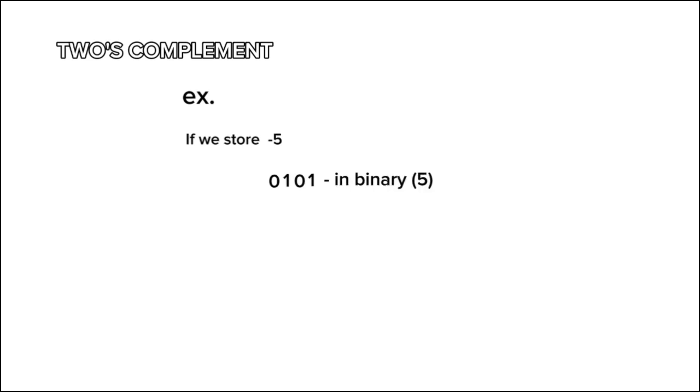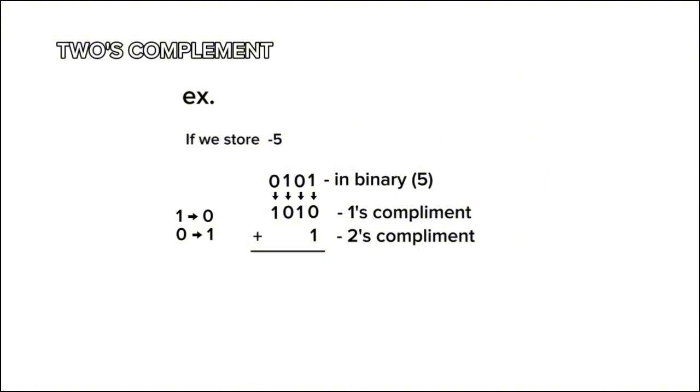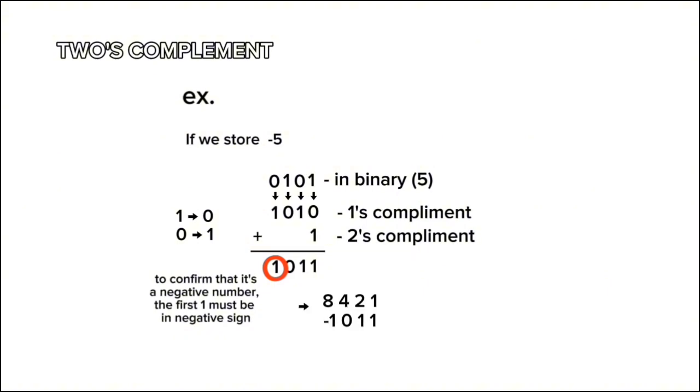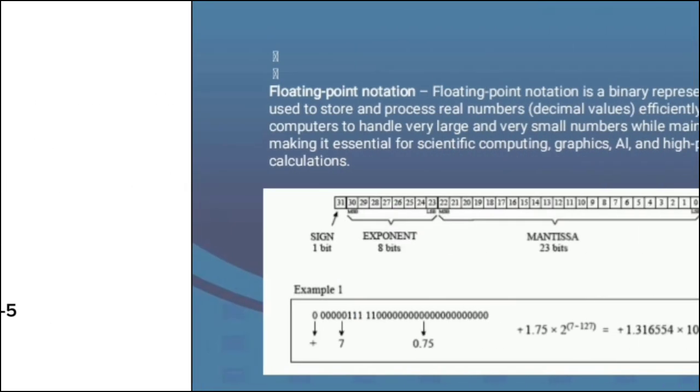Then we will find the ones' complement. For this, we will convert 1 to 0 and 0 to 1. Then add 1 as the two's complement. So 0 plus 1 is 1, then copy. To confirm that it's a negative number, the first bit must have a negative sign. So negative 8 plus 2 plus 1 is equal to negative 5. And that's how we solve for two's complement.